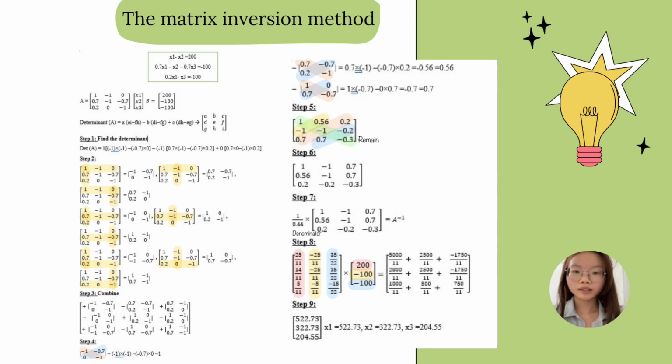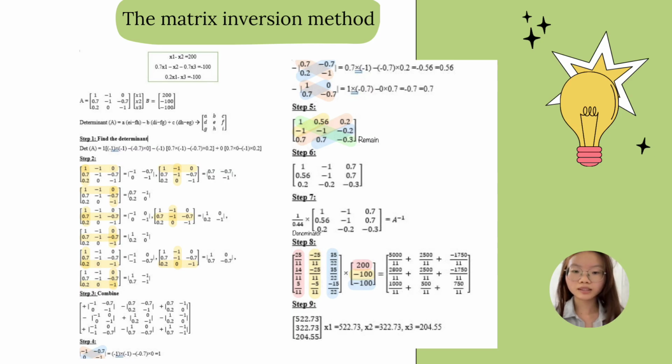In step 4, what we will do is multiply the number in the first row, first column, which is -1, with the second row, second column, which is -1, and minus the product of the number in the first row, second column, which is -0.7, multiplied by the number in the second row, first column, which is 0. And we will get the answer, which is 1. We will do this for all the matrices that we get in step 3.